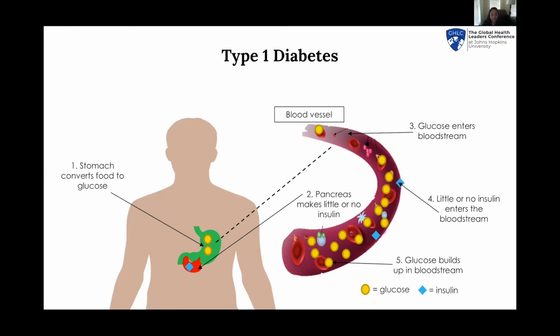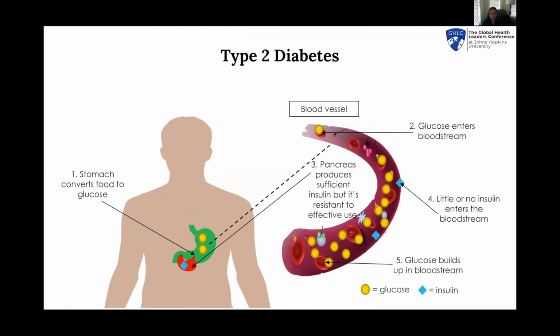However, in a type 1 diabetic's body, the pancreas makes little or no insulin, which causes the glucose to build up in the bloodstream, as you can see over here in the picture. This buildup of glucose can be harmful to the body in the long term, as it can lead to serious problems such as kidney, eye, and cardiovascular diseases.